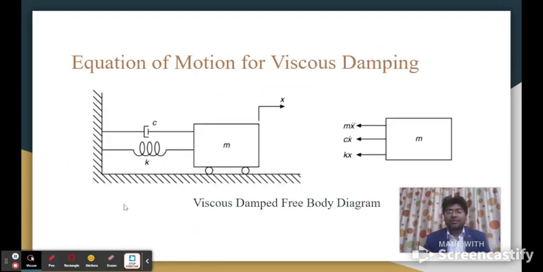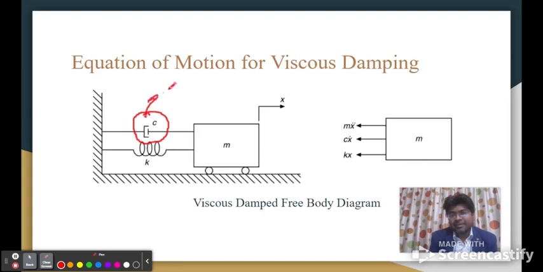Now the equation of motion for viscous damping. Let this be a system, and this damper is the fluid which is offering the resistance to the motion. Here we are showing you the damper. This is the stiffness offered, and this is the mathematical model, the weight at the slab level. It has been displaced x distance here.